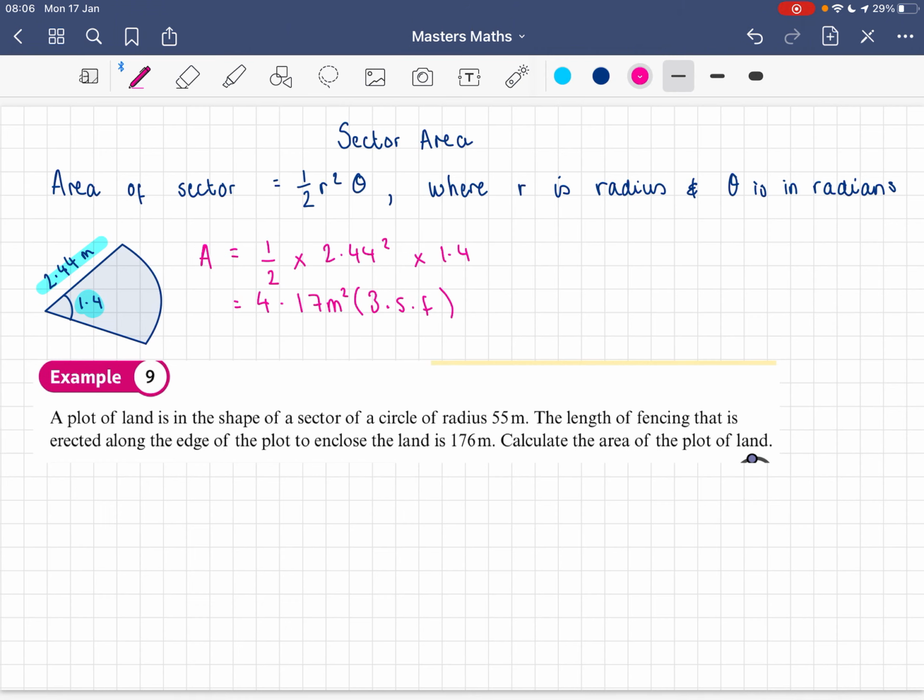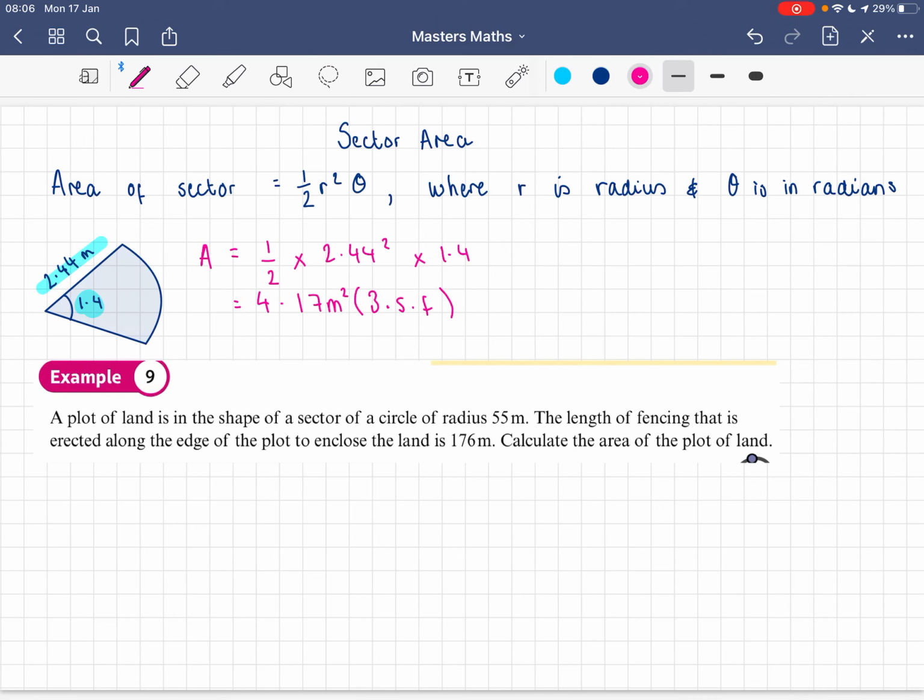Sorry, I'm sniffing. So that's obviously the most straightforward example that we could do, because in an exam it's going to be a little bit more complicated than that. So this next example is taking it up another step.